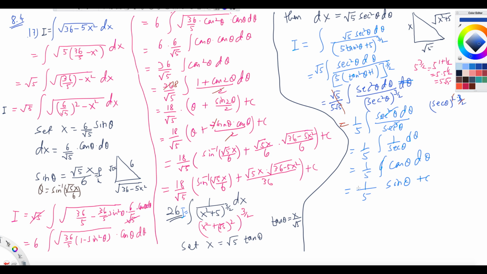But what is sine? Sine is basically perpendicular over the hypotenuse, right? So you get 1 over 5 times x over root under x square plus 5, because in the right triangle, perpendicular is x, this is theta, over hypotenuse root of x square plus 5, plus c. That is the final answer.